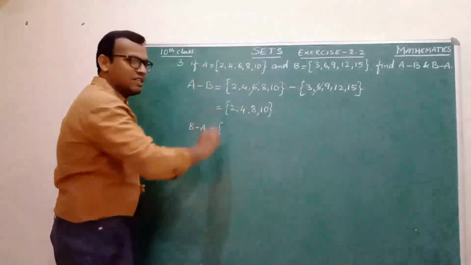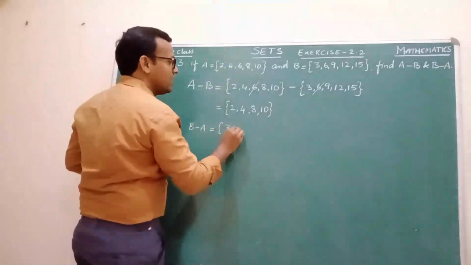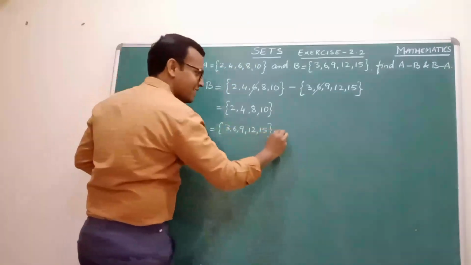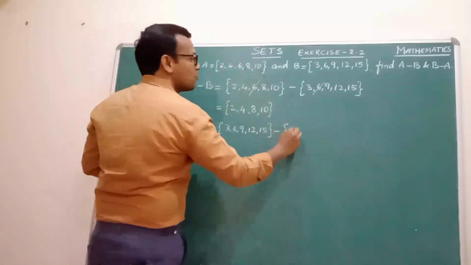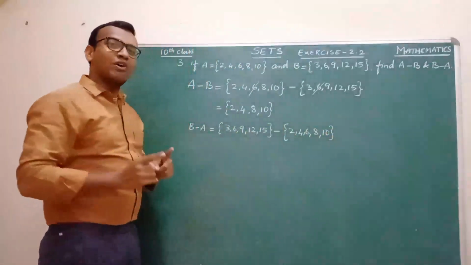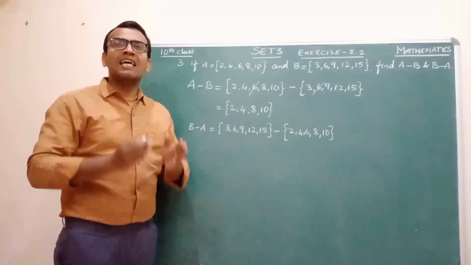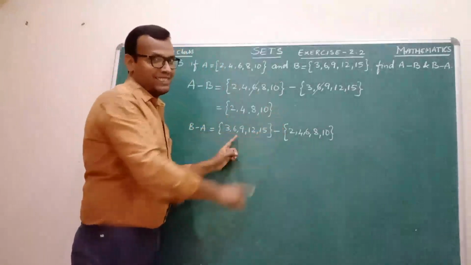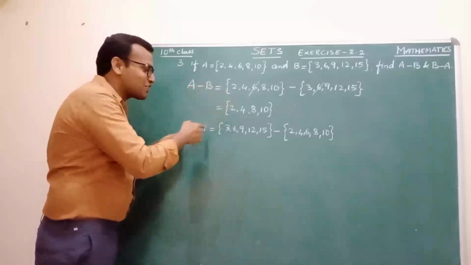Right. So children, we know that we need to start with the set B now. What is set B? Set of 3, 6, 9, 12 and 15 minus A. Now we have to write set A. What is set A? 2, 4, 6, 8 and 10. Now we have already seen what is the difference of sets. Difference of sets is nothing but the set of elements which belong to the first one but not the second set. Means the elements of B but not the elements of A.